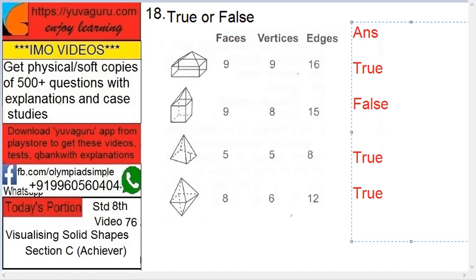This pyramid 5, 5, 8. True. 5, 1 above, faces 5, vertices 5 and edges 8. Okay, true. Next is 8, 6 and 12. This is called an octahedron because 8 faces. So this is also true.